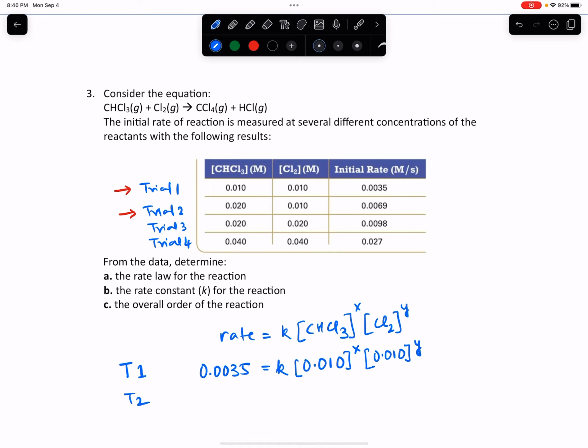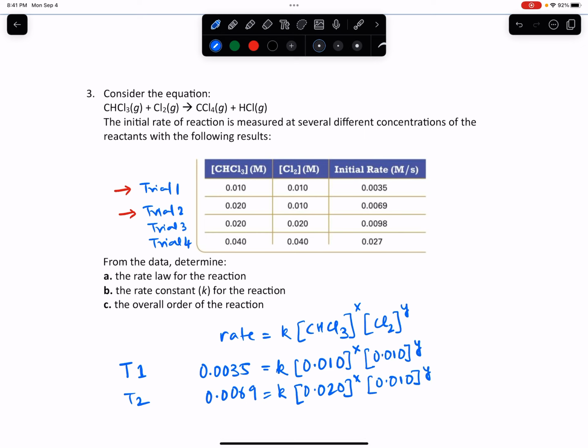All right, so that's trial 1. In trial 2, what happens is we have 0.0069, which is this, times the respective concentrations raised to the powers of x and y. So we still write the K out there. The respective concentration of CHCl3 is 0.020 raised to x times the concentration of Cl2. Notice carefully, the concentration of Cl2 did not change in trial 2, okay? So that's going to stay the same. And that's crucial to understand, okay?